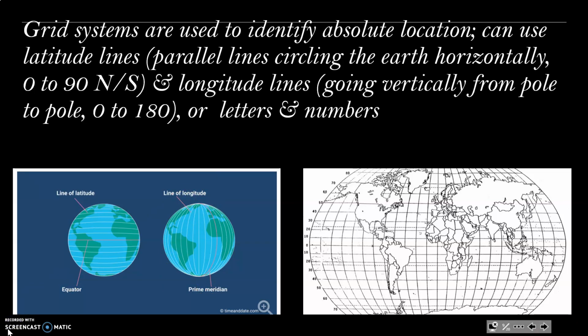Sometimes, instead of latitude and longitude, letters and numbers will be used. So letters on the top, for instance, and numbers on the left. And that's usually used for things like road maps.